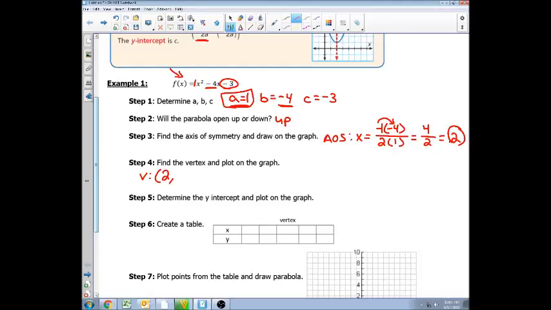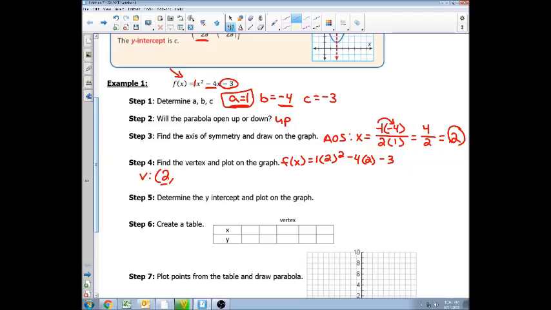The easiest way I've found to do that is to rewrite my problem, and everywhere there is an x, I'm going to put a parenthesis. So I'd have 1 parenthesis squared minus 4 parenthesis minus 3. So I've rewritten my problem. I've taken out all the x's and just put a parenthesis in its place. Now I know that this 2 is my x value, so I will put 2 in for all of the parentheses. Okay?